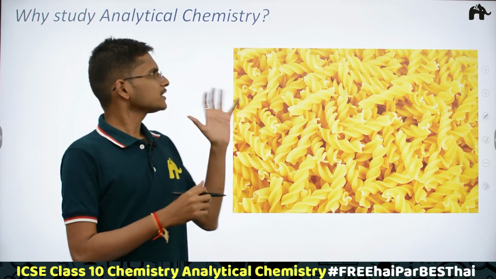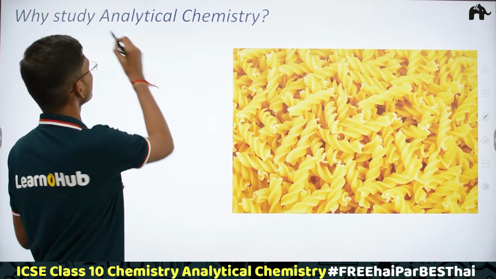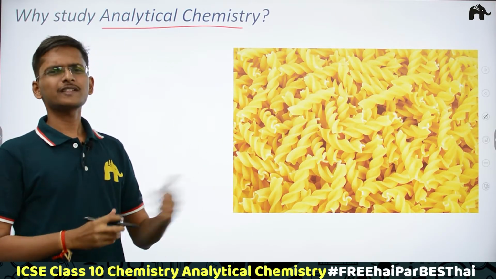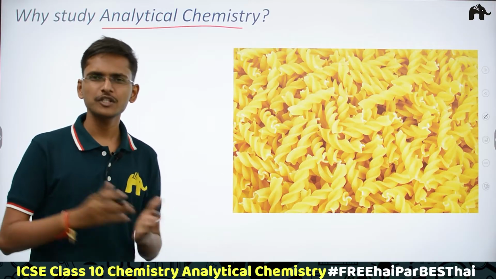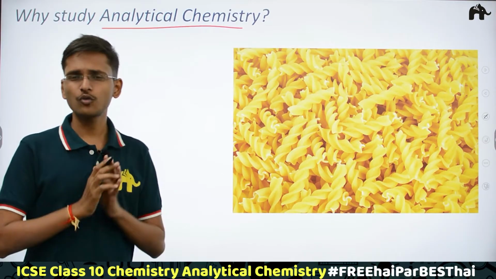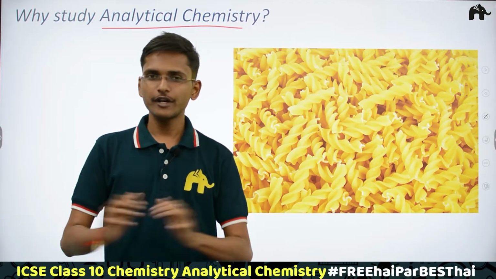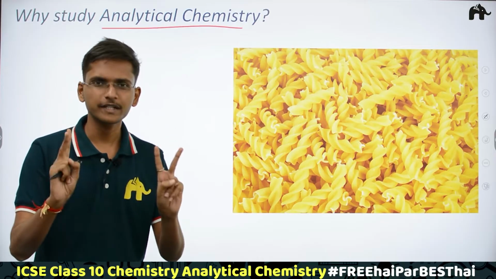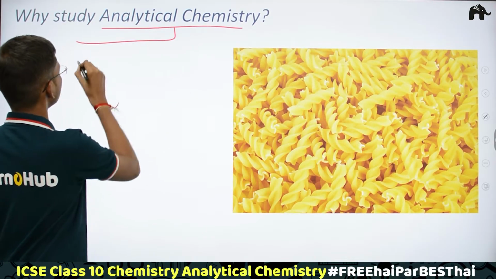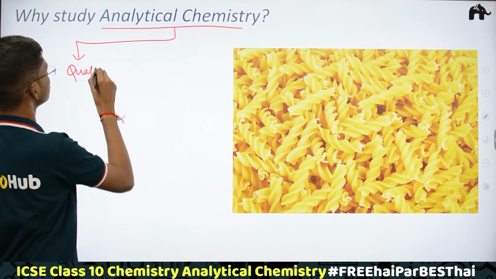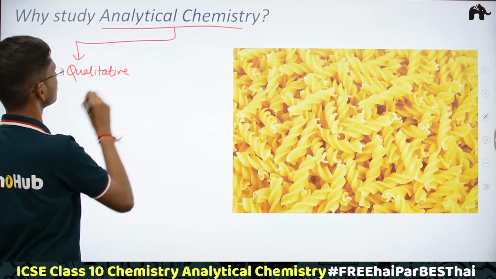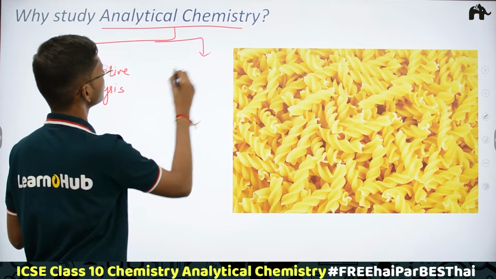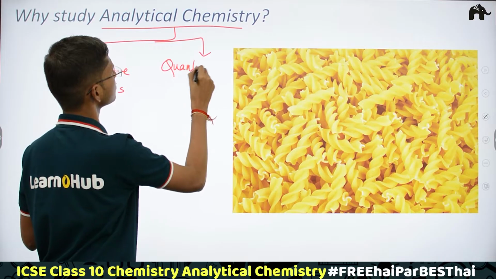Now, first let's try to get a crisp idea of what actually analytical chemistry is. You may have heard it for the first time. This is a branch of chemistry, just like other branches like physical chemistry, inorganic chemistry, organic chemistry, and this branch is also quite a vast branch, very vast, very diverse. But for now, don't worry, we are just going to see its 2 very simple aspects. First is qualitative analysis and the second aspect is quantitative analysis.